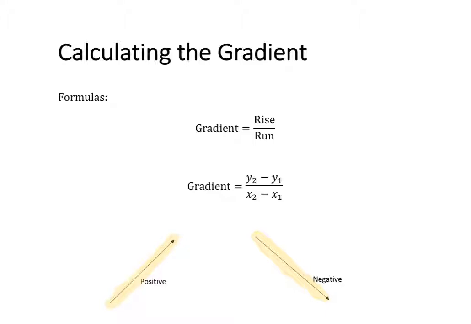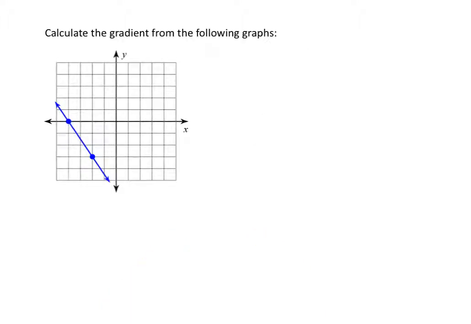So let's have a look at an example calculation to calculate the gradient of a straight line. In this example, we have a straight line and we want to calculate its gradient. First I'm going to calculate the gradient using the formula gradient equals rise over run. And to do that, I need to use the graph to determine what is the rise and what is the run.